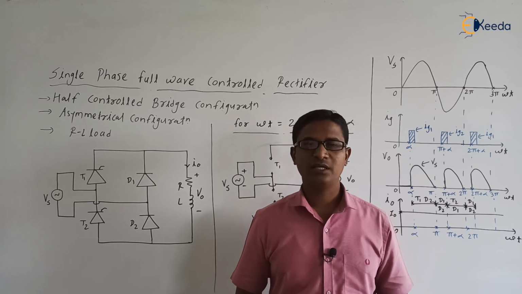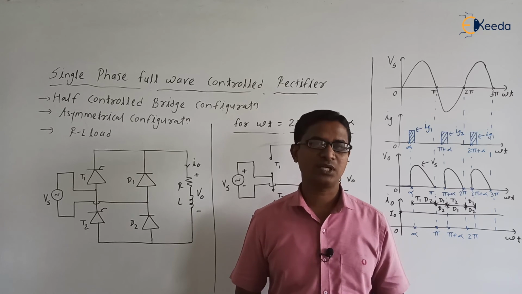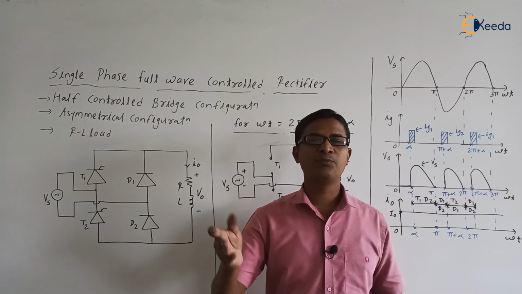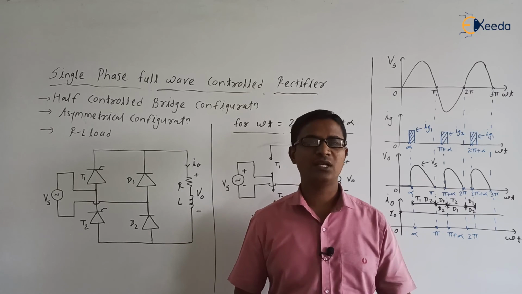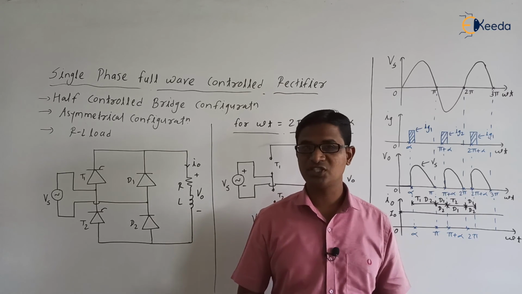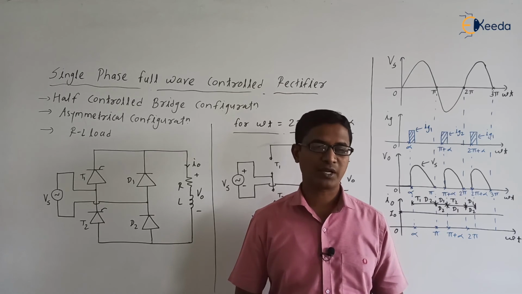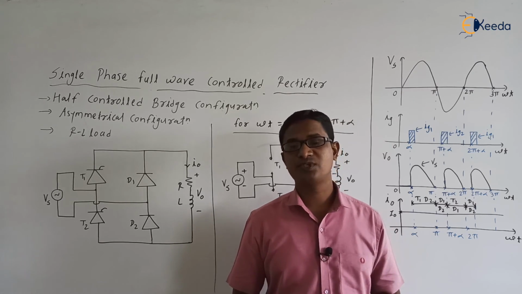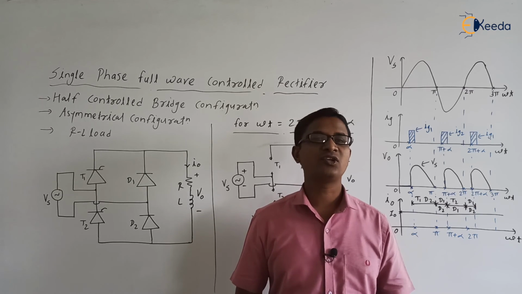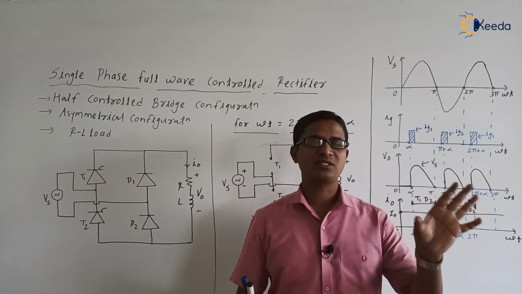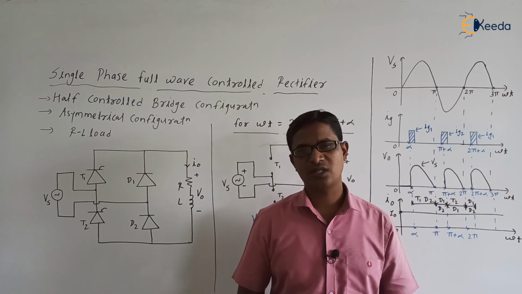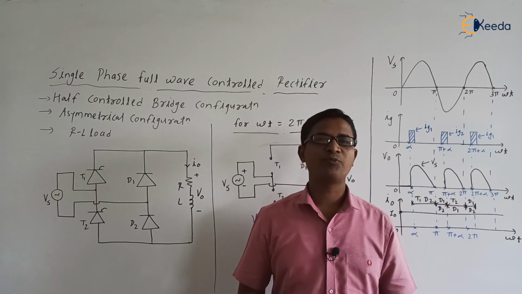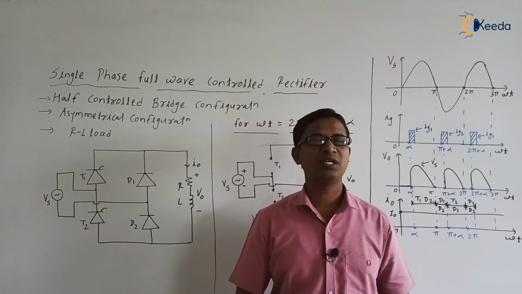In the next video we are going to discuss the input power factor for RL load and RLE load, because this point we have not discussed so far. For RL load or RLE load, the supply current is non-sinusoidal and the supply voltage is sinusoidal. If the supply voltage is sinusoidal and the supply current is non-sinusoidal, then how to find the input power factor, we are going to discuss in the next video.